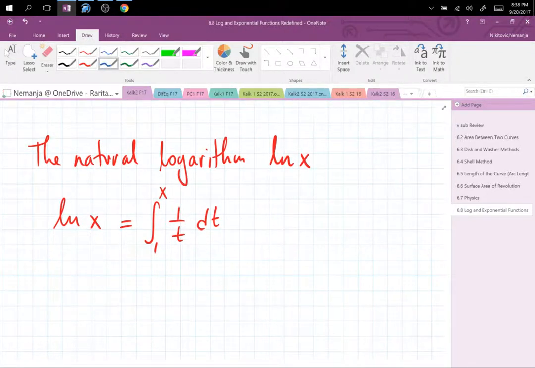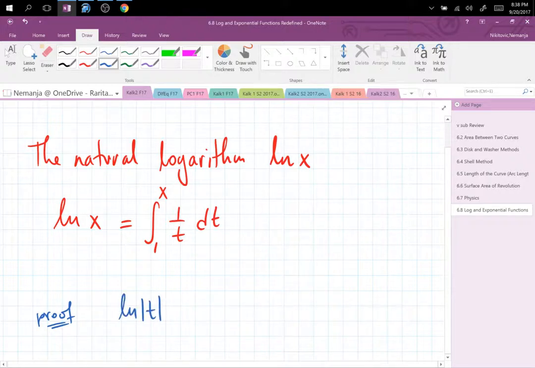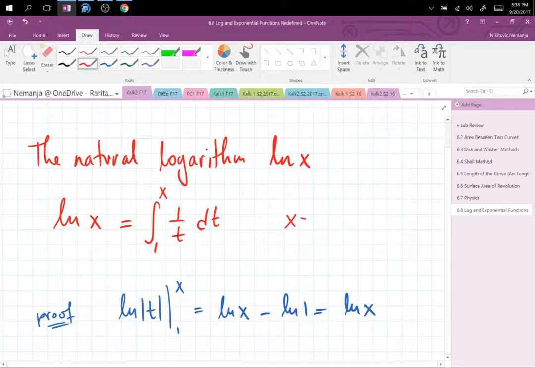If you are to solve this integral, there's a little proof over here, even though it's not a proof class, but we can do it. This is going to be ln of absolute t, computed from 1 to x, which gives you ln x minus ln 1, which is just ln x. And we are considering this for all x larger than 0.